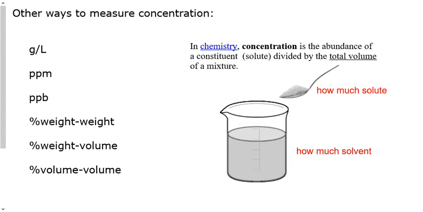There are lots of other ways that chemists can measure concentration. Sometimes you'll see them use grams per liter. Parts per million and parts per billion are very common for very dilute solutions. They can also talk about the percentage, but percentage is measured in a lot of different ways. It could be weight, so the weight of the solute and the weight of the solvent. Or weight volume, how much the solute weighs compared to the liters of solvent, and volume in a liquid-liquid solution.